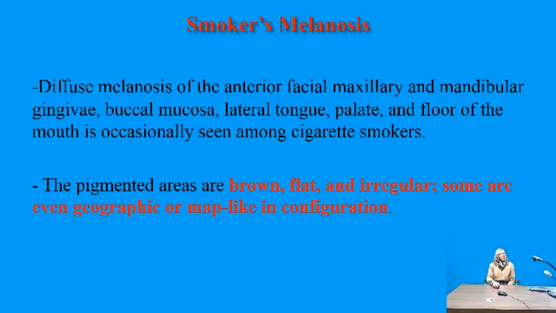Smokers' melanosis. Diffuse melanosis of the anterior facial maxillary and mandibular gingiva, buccal mucosa, lateral tongue, palate, and floor of the mouth is occasionally seen among cigarette smokers. The pigmented areas are brown, flat, and irregular. Some are even geographic or map-like in configuration.